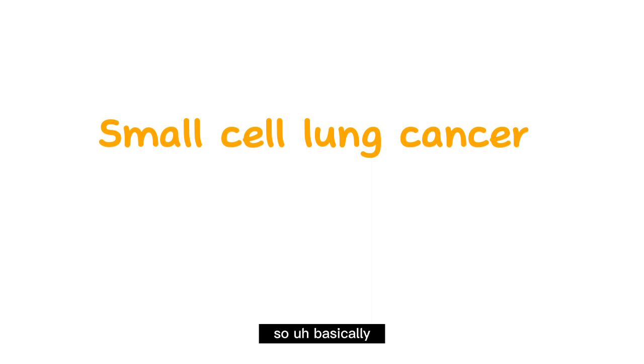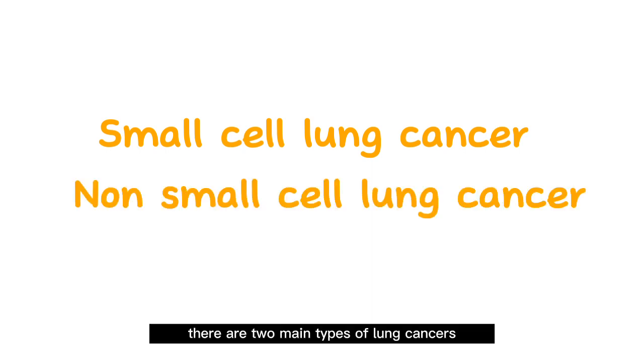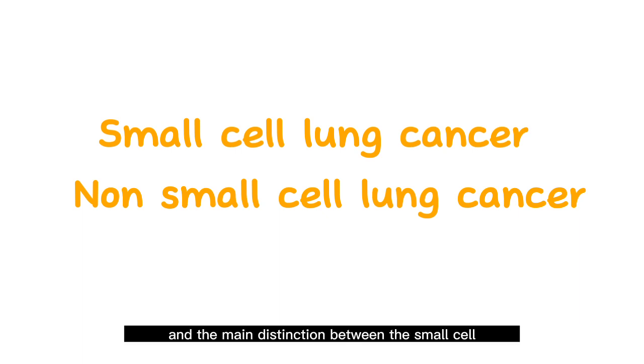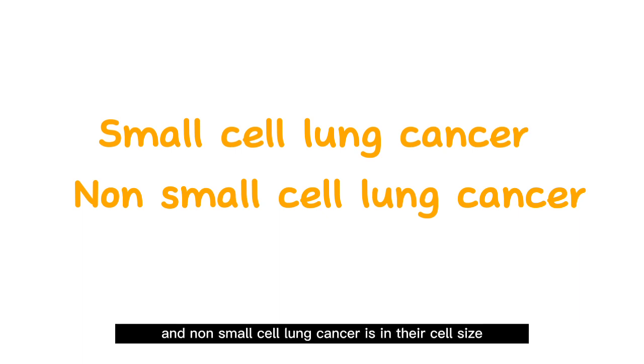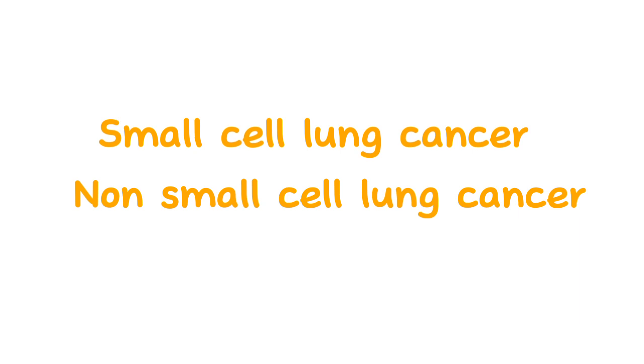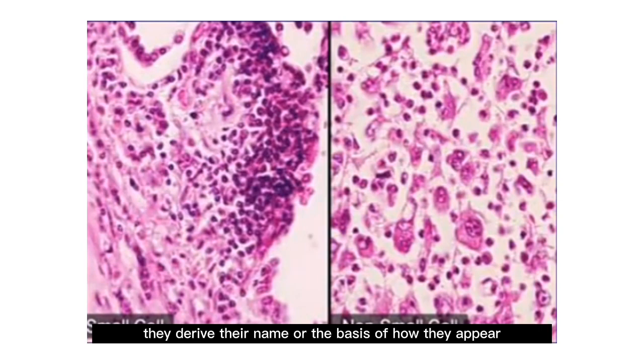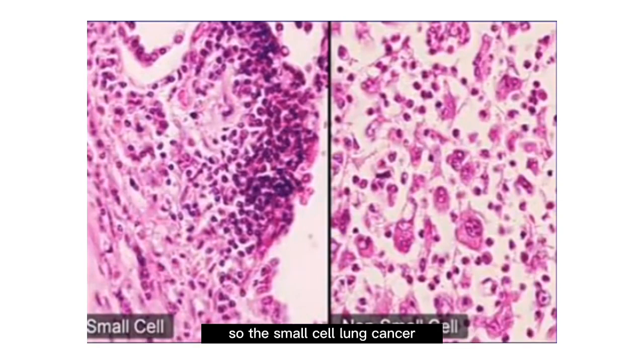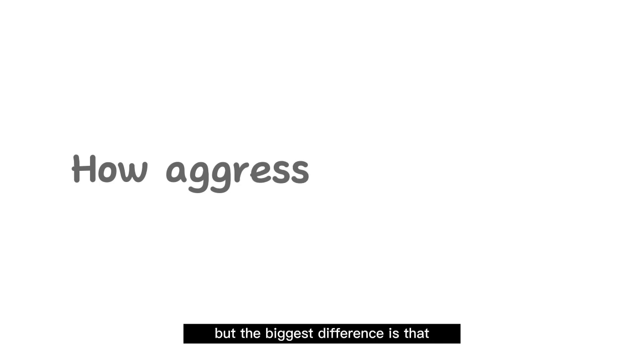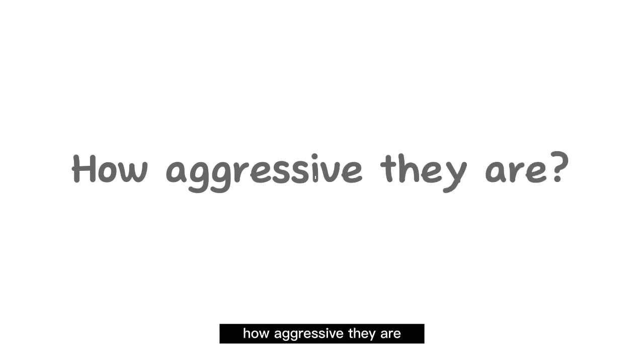So basically, there are two main types of lung cancers. We have small cell lung cancer and non-small cell lung cancer. And the main distinction between small cell and non-small cell lung cancer is in their cell size and characteristics. Now, both of these lung cancers derive their names on the basis of how they look under the microscope. So the small cell lung cancer cells look round and undersized as compared to the non-small cell lung cancer cells. But the biggest difference is how aggressive they are.